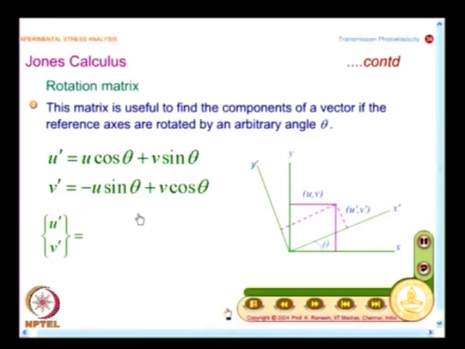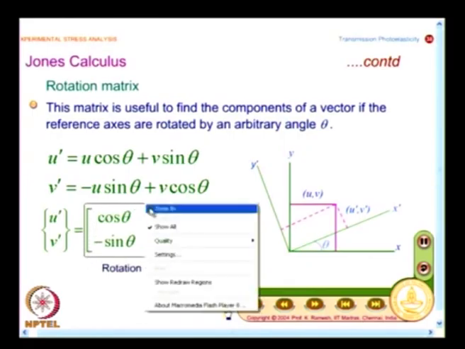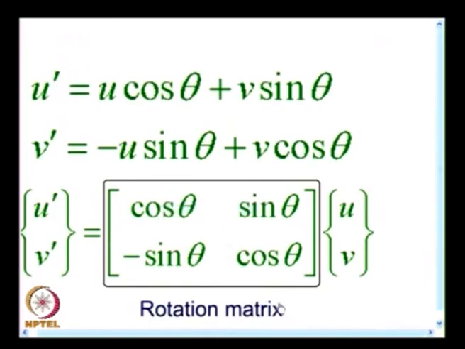What we are going to do is, I know u comma v, I want to find out u prime v prime, and this can be obtained by pre-multiplying u v by a matrix cos theta sin theta minus sin theta cos theta. So, I have this rotation matrix. So, when the light enters the retarder, I would put this rotation matrix to find out the components of light that passes through the slow and fast axis.